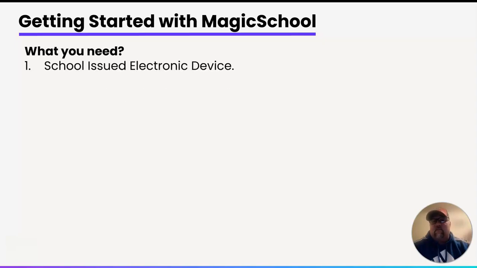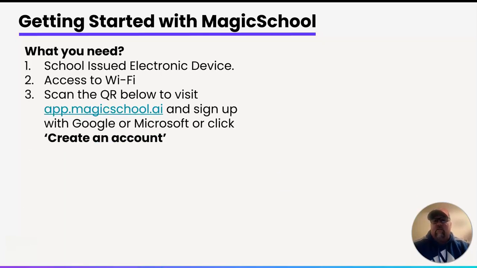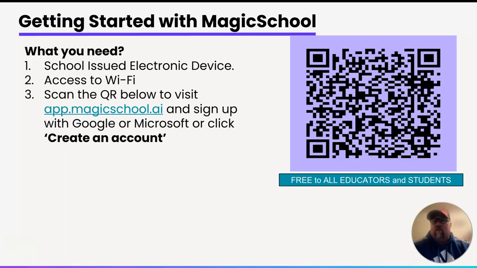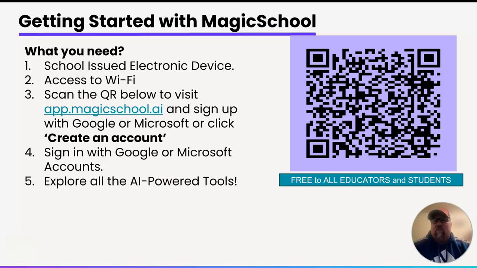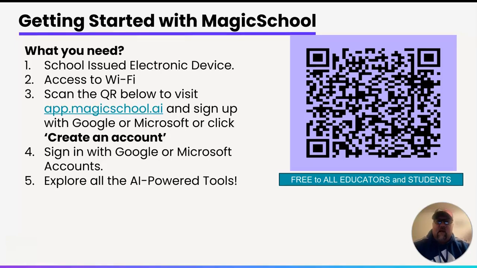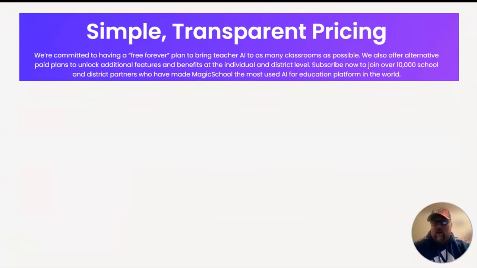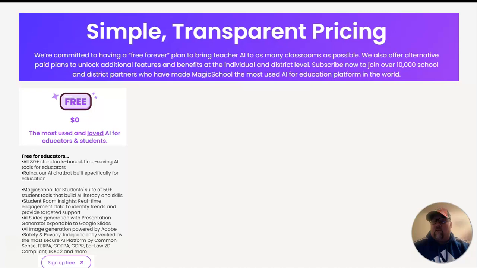You'll need any form of school-issued electronic device. You'll need access to Wi-Fi, and then you can either scan the QR code that is here, or you go to the URL app.magicschool.ai and sign up with either a Google or Microsoft account. Click on create an account, click on either student or educator. They'll send you a confirmation email that'll complete your actual sign up, and it'll give you access to all the AI powered tools.